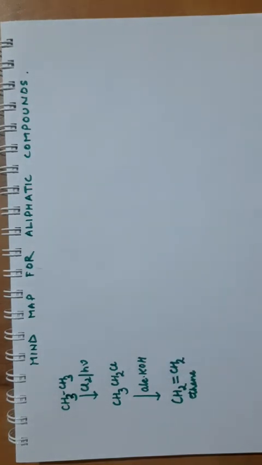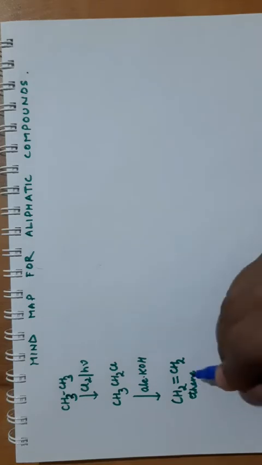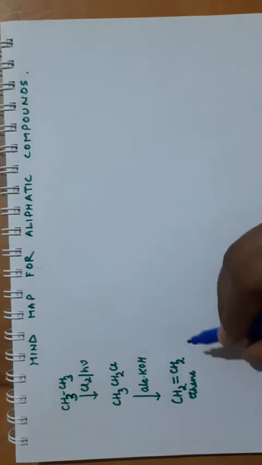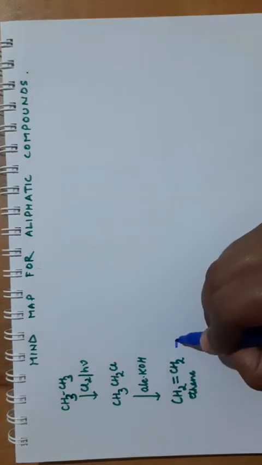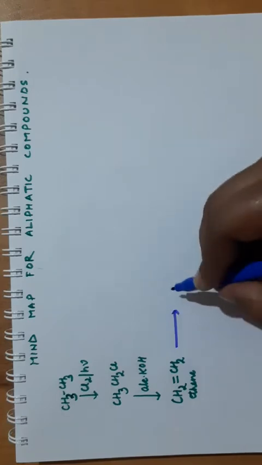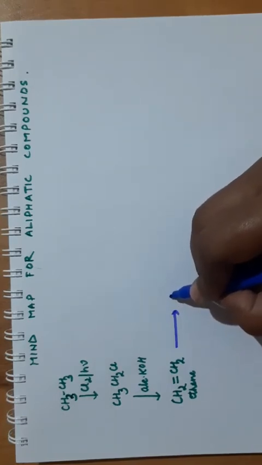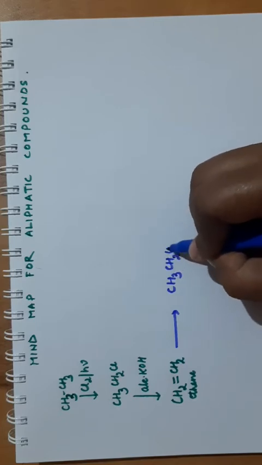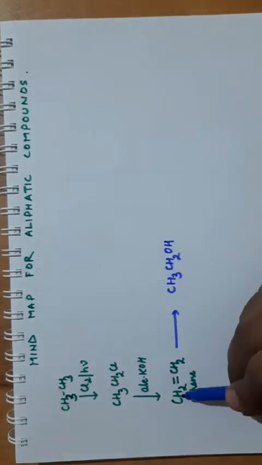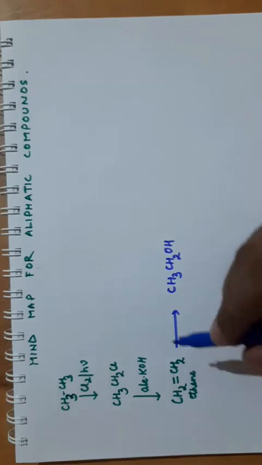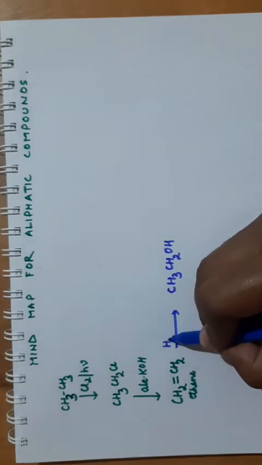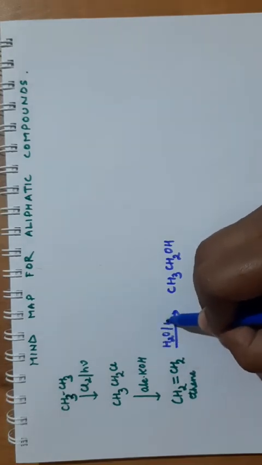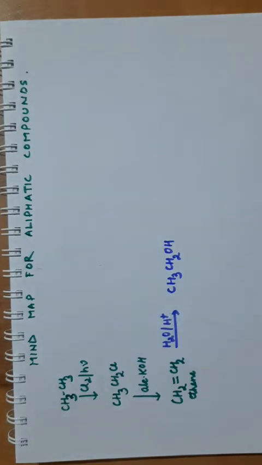Now coming to this alkene, it can be converted into alcohol. Do you remember how it can be converted? To convert into alcohol, we have added one hydrogen here and OH here. Means you have to add a water molecule in presence of acid. Clear? So we did acidic hydration of the alkene, and we will get an alcohol.